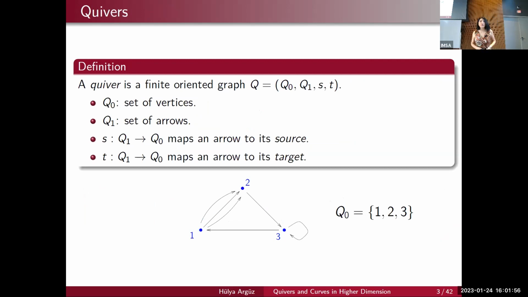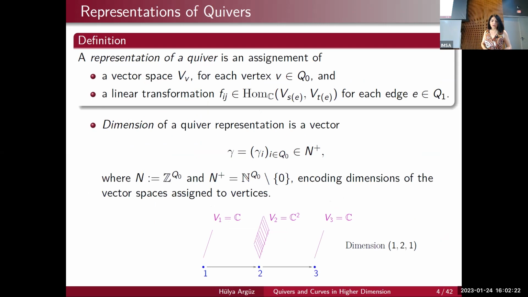Okay, so I will have a smooth start with quivers. Just to recall the terminology, a quiver is a finite oriented graph Q with a set of vertices Q0 and a set of arrows Q1. There is a map S mapping an arrow to its source, and T mapping an arrow to its target. And we consider a representation of a quiver, which is an assignment of a vector space to every vertex of the quiver, and a linear transformation for every arrow between the two corresponding vertices.